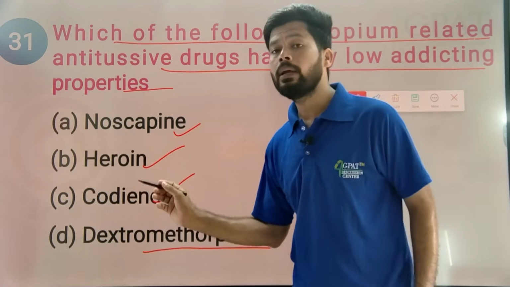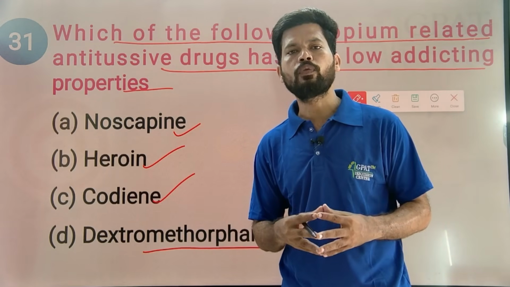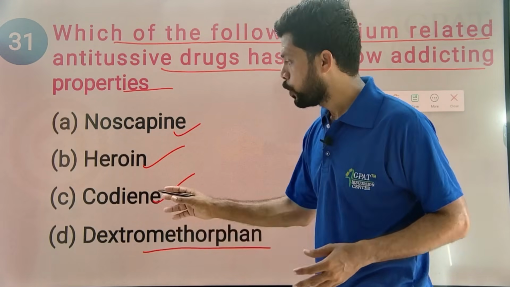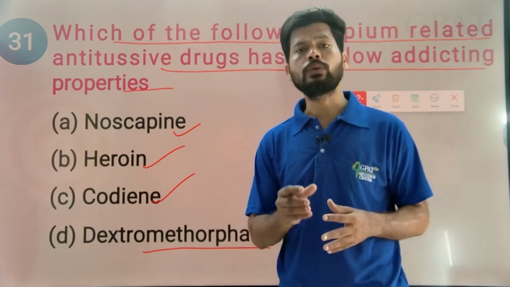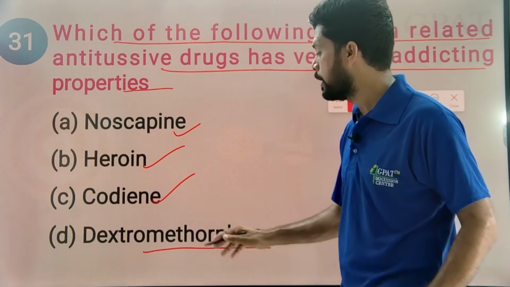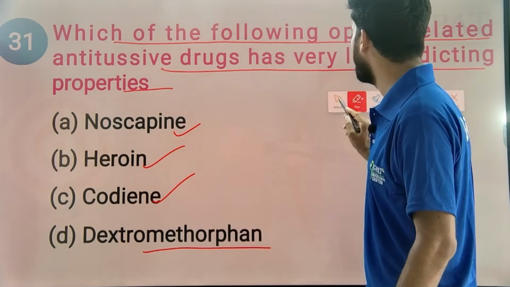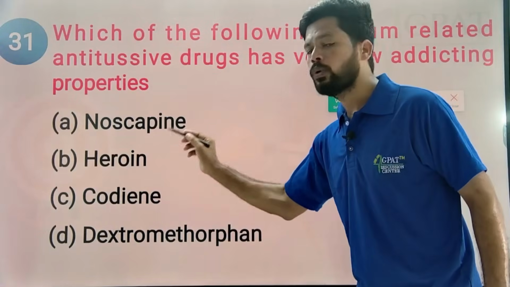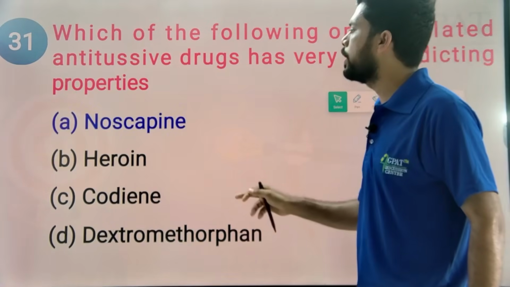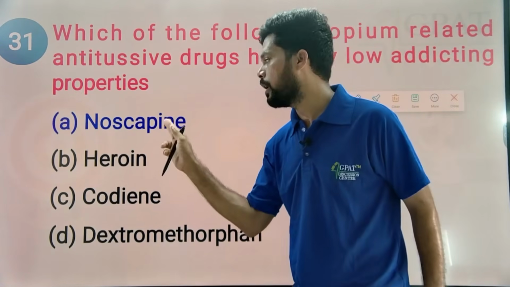So heroin is highly lipophilic, with a high risk of addiction. Codeine, yes, codeine is an antitussive, and it has little risk of addiction. And dextromethorphan is also one of the opioid derivatives. And among these, the minor alkaloid having less chance of addiction is noscapine.